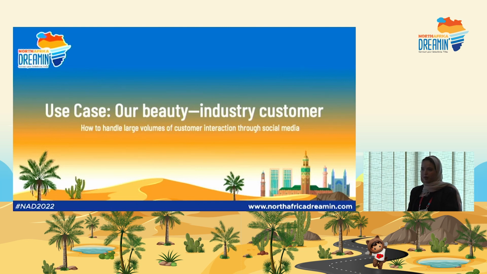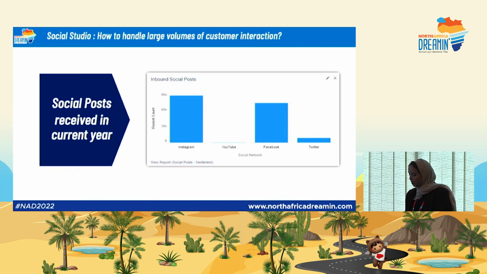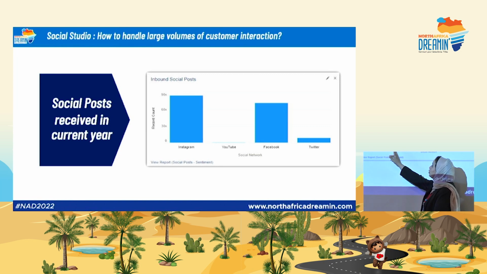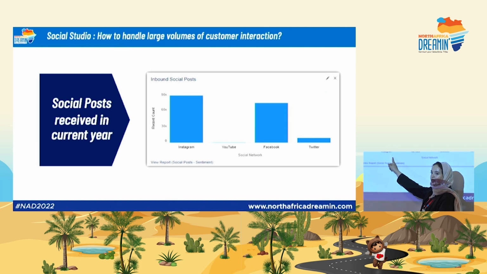Now let's talk some numbers. All that I have explained is how Radian6 and Social Studio function. But I also want to show you one of the implementations we did for one of our customers. For the past 3 quarters, quarter 1, quarter 2, and quarter 3, one of our customers received around 90K social posts coming from Instagram or Service Cloud.